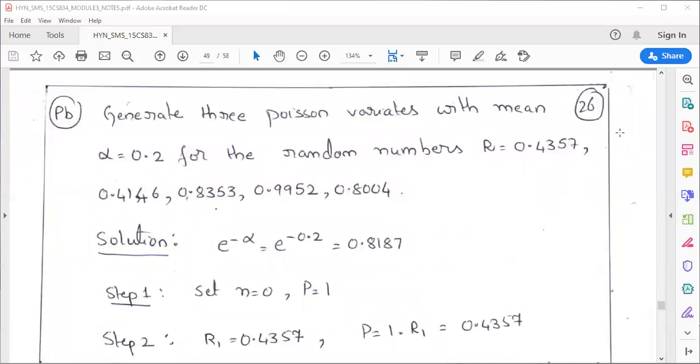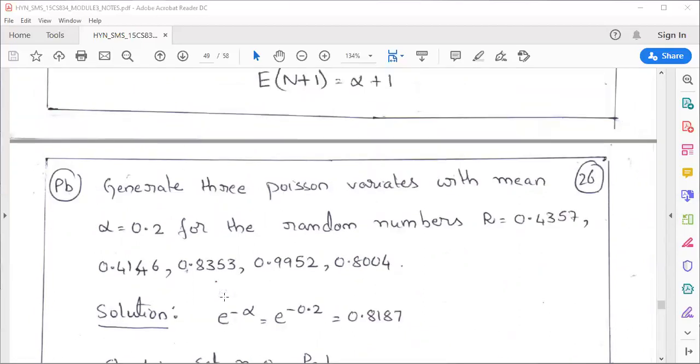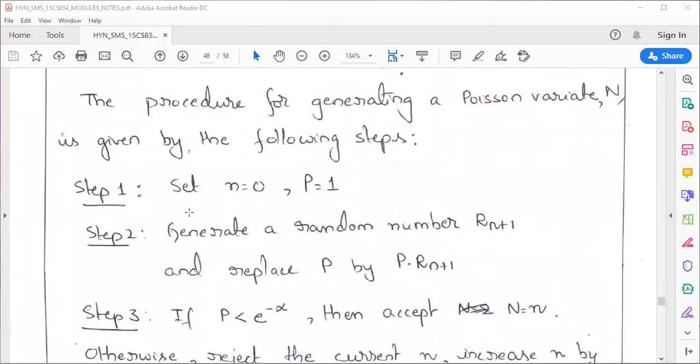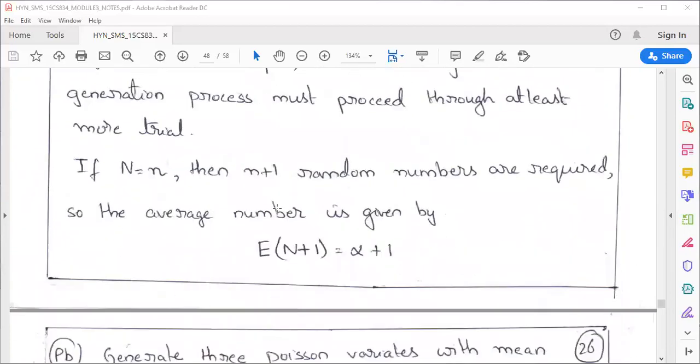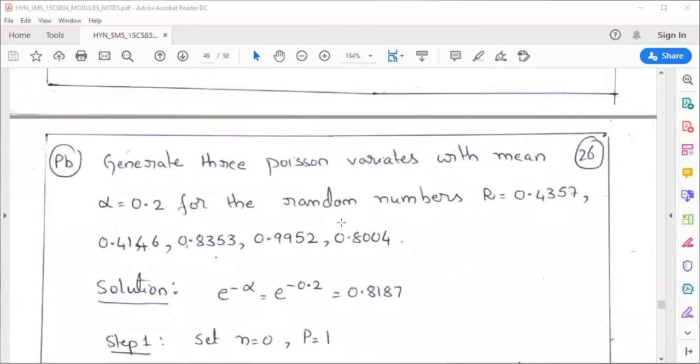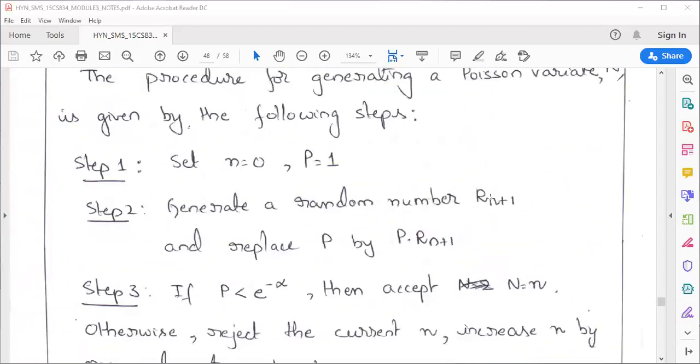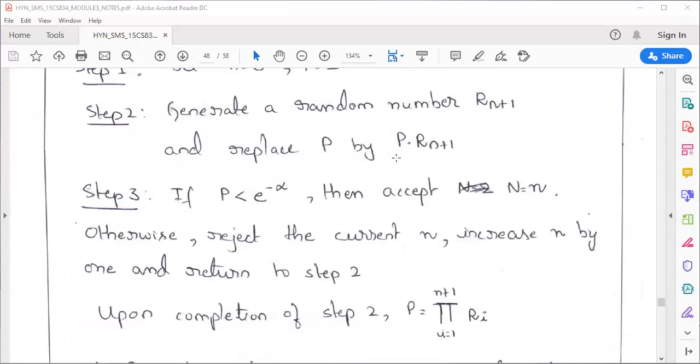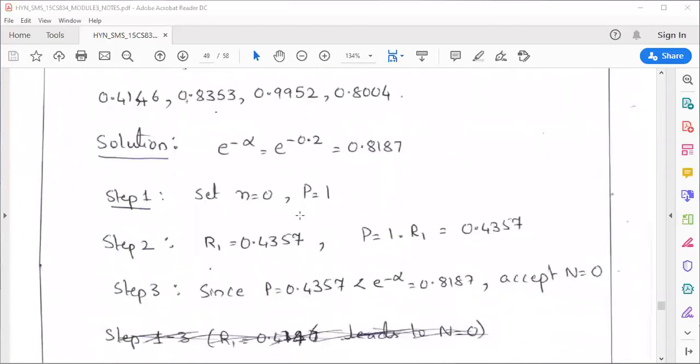In this problem, we have to make use of all these random numbers and generate 3 Poisson variates. We know that a random variate is nothing but the outcome of a random number. That's why using the random numbers only we can generate the random variates. Here we are generating Poisson variates. What is the first step? We have to set n equal to 0 and p equal to 1. Same step I have written here. Step 1, set n equal to 0, p equal to 1. What is step 2? Second step tells to generate a random number R(n+1) and replace p by p times R(n+1). So what we will do is generate a random number.